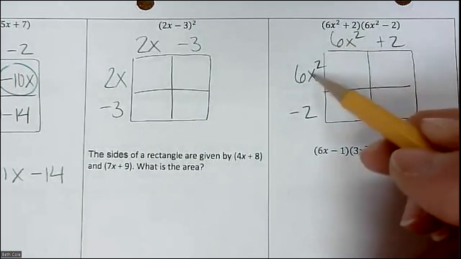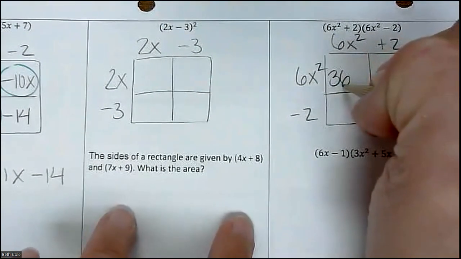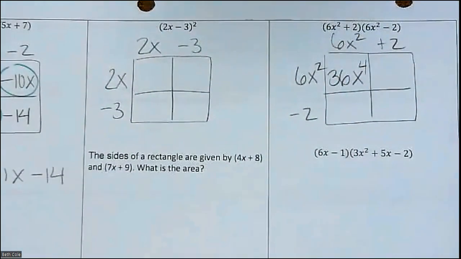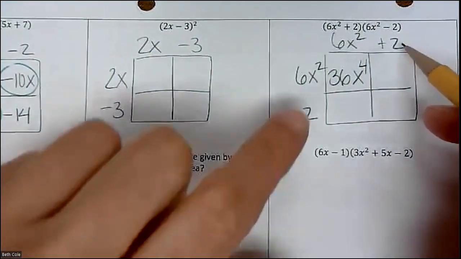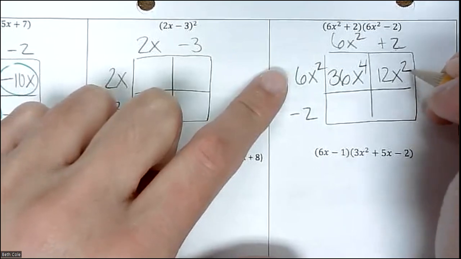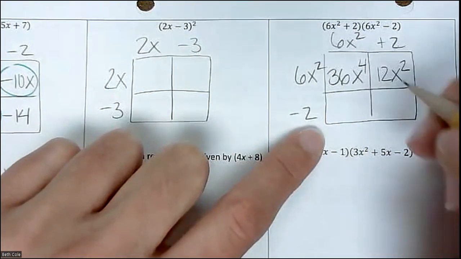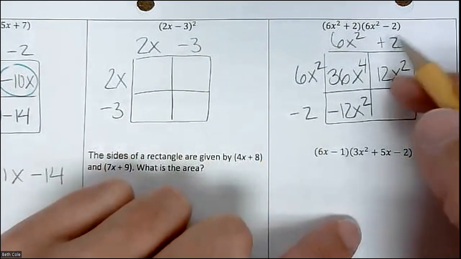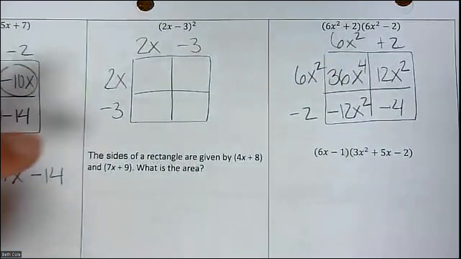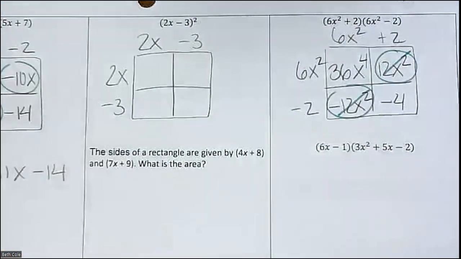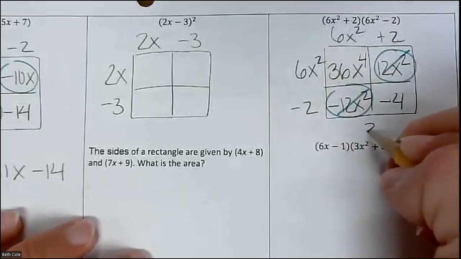So when you multiply these, 6 times 6, 36, and you add your exponents. So what would you get on the x? 4. Good. 2 plus 2 is 4 is what happened there. All right. What's going to go in this little window when you multiply these two? 12x squared. Good. Perfect. And then in this one, negative 12x squared. And then in the last one, 2 times negative 2, negative 4. So what is going to happen to these? They cancel out, so you just won't even write them. And your answer is just what's left.